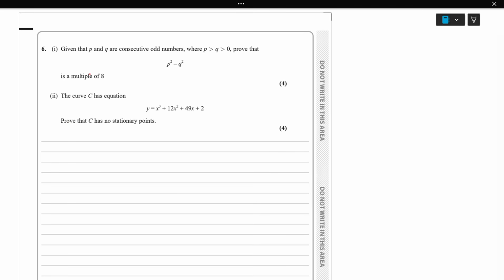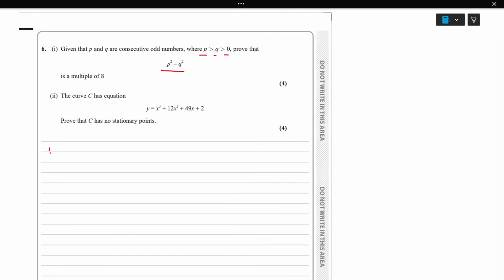Here is question number 6. Given that P and Q are consecutive odd numbers, P is greater than Q greater than 0. So P and Q are greater than 0. Also P is the greatest number. Prove that P square minus Q square is a multiple of 8.